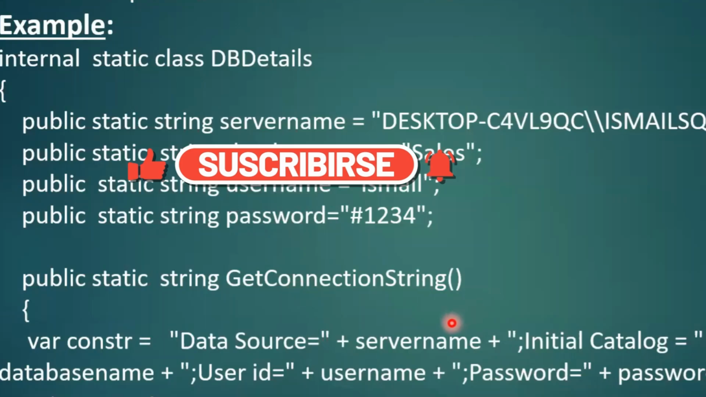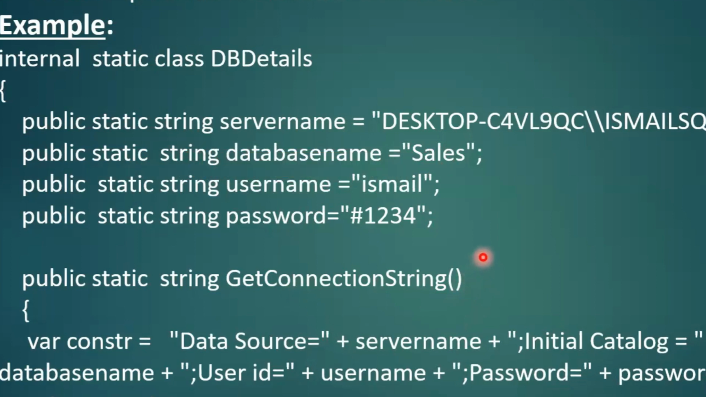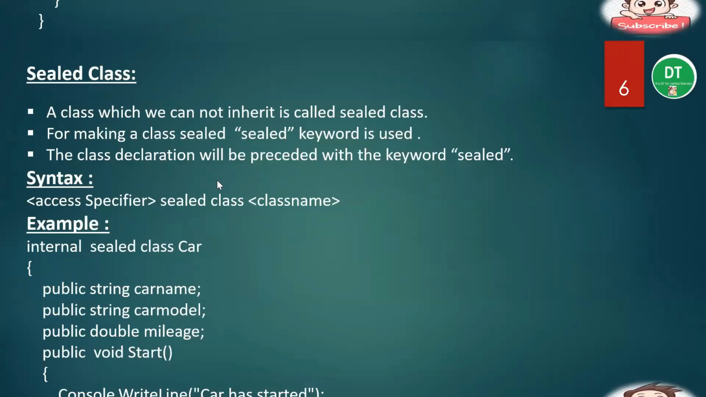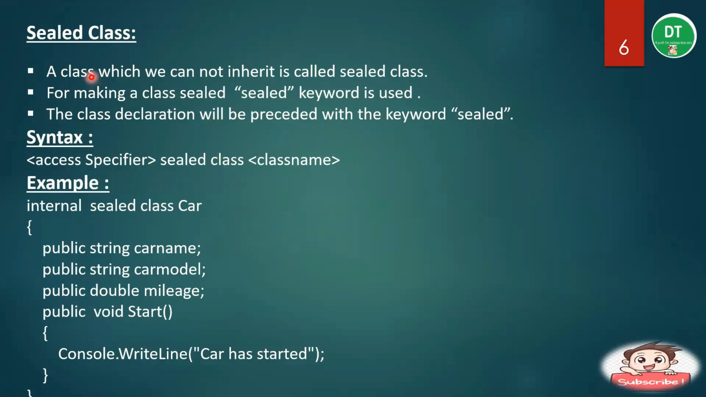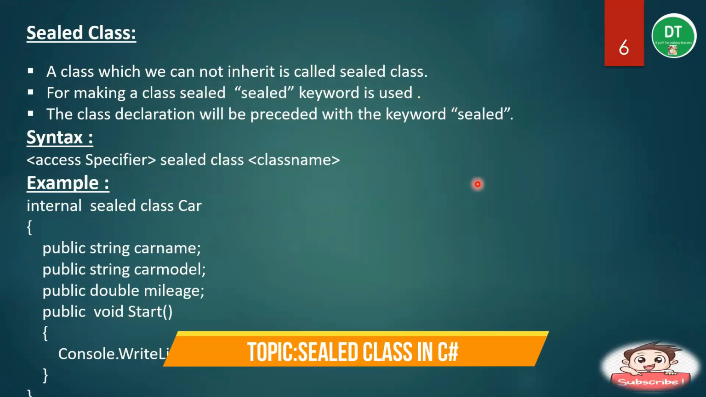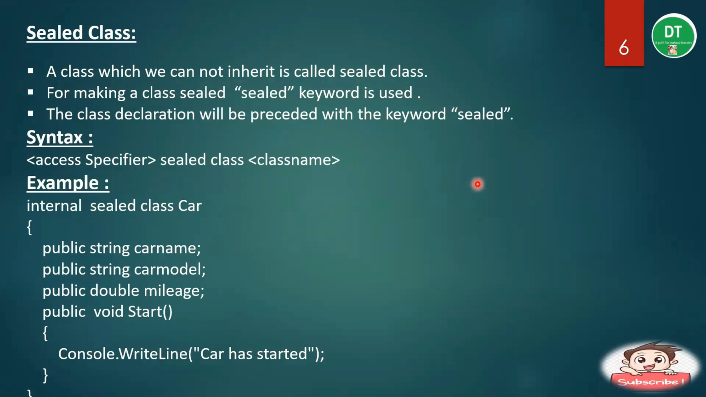Now we'll go to our next class, which is sealed class. So what is a sealed class? A class which we cannot inherit is called a sealed class. Suppose I have a general class in C sharp. In that, suppose I'm creating one student class. Normally I can inherit the student class, and I can create a new derived class from the student class.